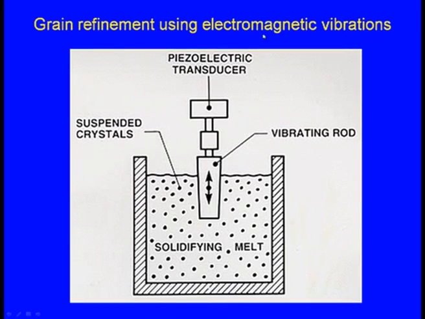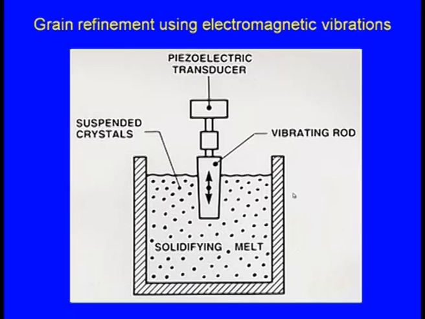Now, let us see the third method of grain refinement, using electromagnetic vibrations. And here we can see this is the molten metal, right. We can see here this is the vibrating rod, and here we can see the piezoelectric transducer. When we pass electricity through this piezoelectric transducer, this electrical energy will be converted into mechanical energy, and this vibrating rod will make ultrasonic vibrations. Because of that, here we can see this is the solidifying melt, the grains will be refined, their size will be changed. That is how the grain refinement will be done using electromagnetic vibrations.